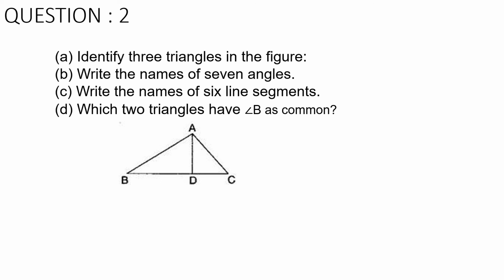Question number 2. Identify 3 triangles in the figure. So the 3 triangles are, okay, I told you to represent the triangle we write it like this. So we would have 3 triangles. Name them. The first triangle is ABC. Second is ADC. And the third is ADB.